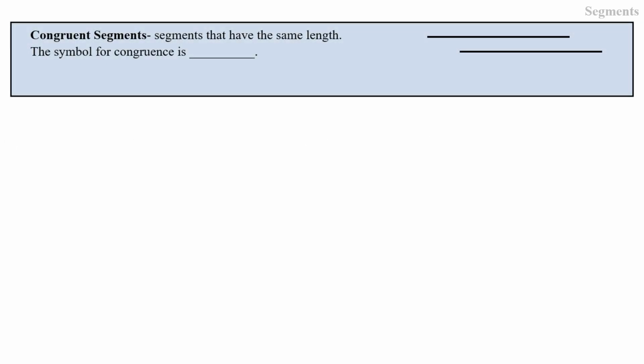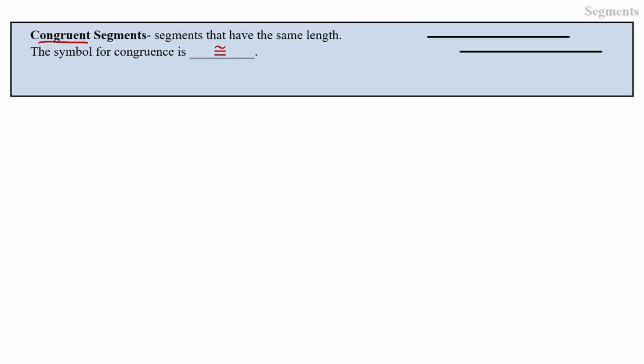Okay, so congruent segments are segments that have the same length. And anytime you see the word congruent, it just kind of means the same distance or the same measurement. So congruent segments are going to be segments with the same length. And the symbol for congruence is going to be this little equal sign with a little squiggly line on top. So go ahead and copy that in your notebook. That's going to be congruent.